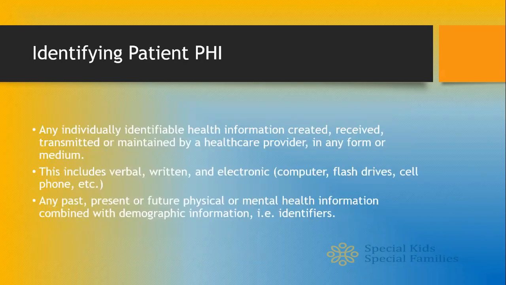So, identifying patient PHI. That's any individually identifiable health information created, received, transmitted, or maintained by a healthcare provider in any form or medium. This will include verbal, written, and electronic information, so that's computers, flash drives, cell phones, etc. It is also any past, present, or future physical or mental health information combined with demographic information, i.e. identifiers.